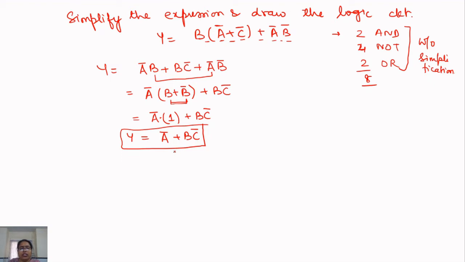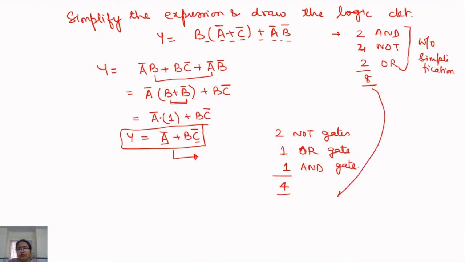Now see how many gates you require. This is one NOT gate, second NOT gate, two NOT gates, and how many AND gates? One, and sorry, one OR gate and one AND gate. This much gates you require. Total number of gates is 4. So the number of gates is now reduced by 50%.